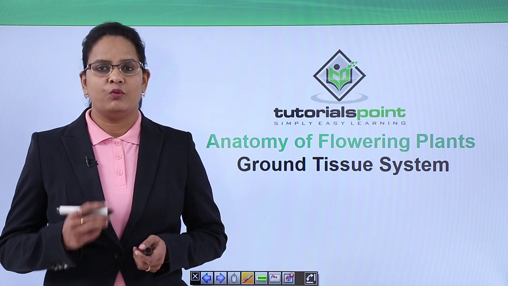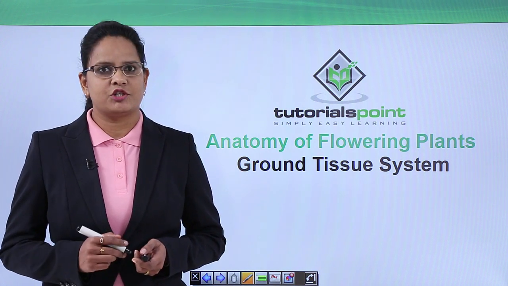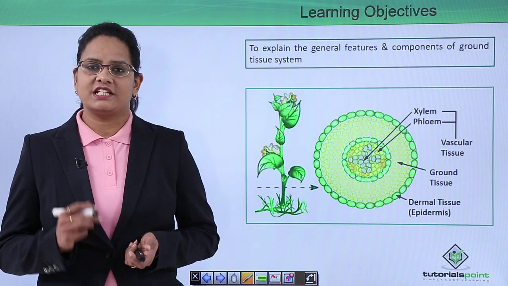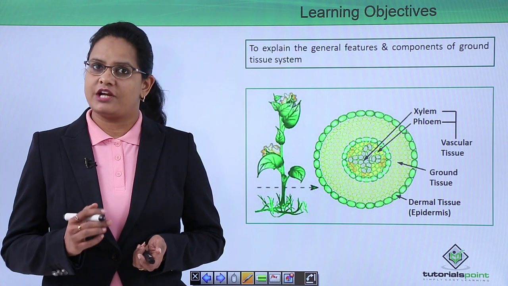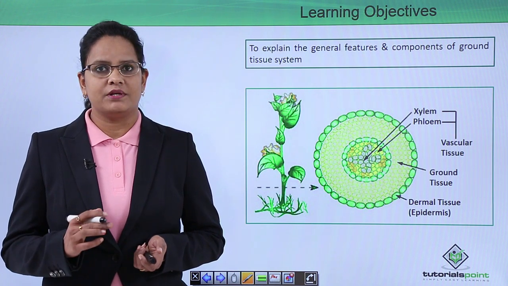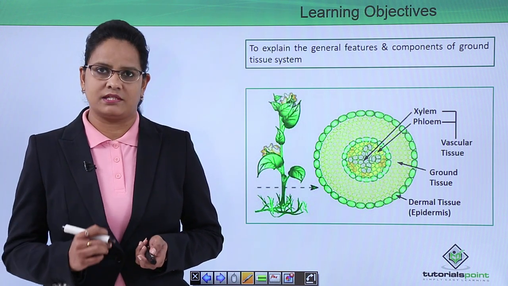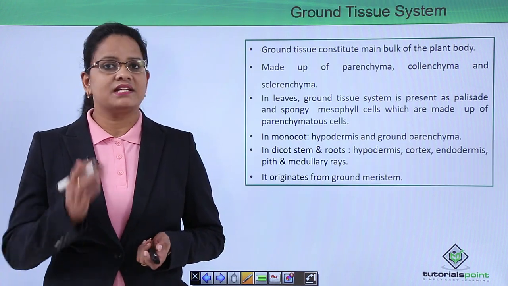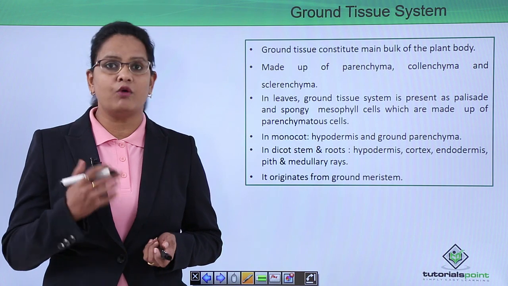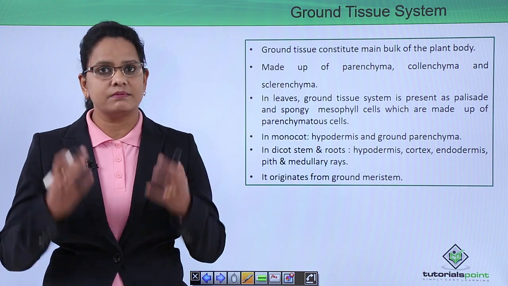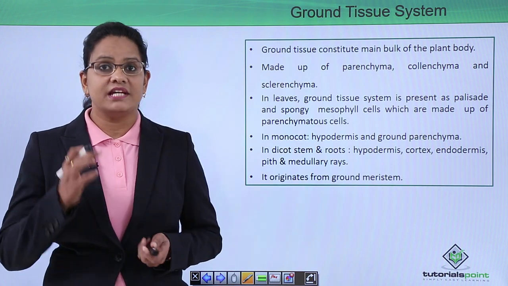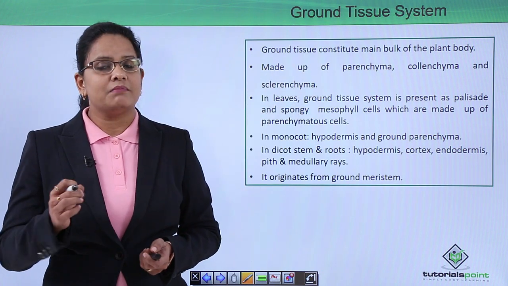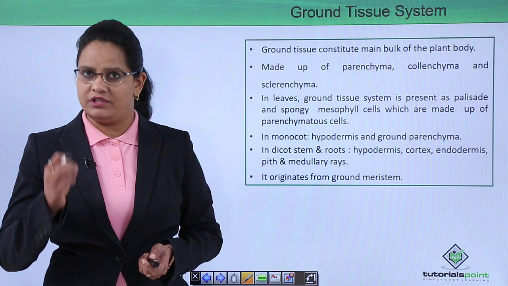In this video, we will discuss the next type of tissue system, which is the ground tissue system. The learning objectives will be to describe the general features as well as the components of the ground tissue system of the plants. So, ground tissue system, as the name suggests, makes up the ground of the plant. Ground means the maximum area of the plant, which means it forms the main bulk of the plant body. So, the main bulk of the plant body is made up of this tissue.